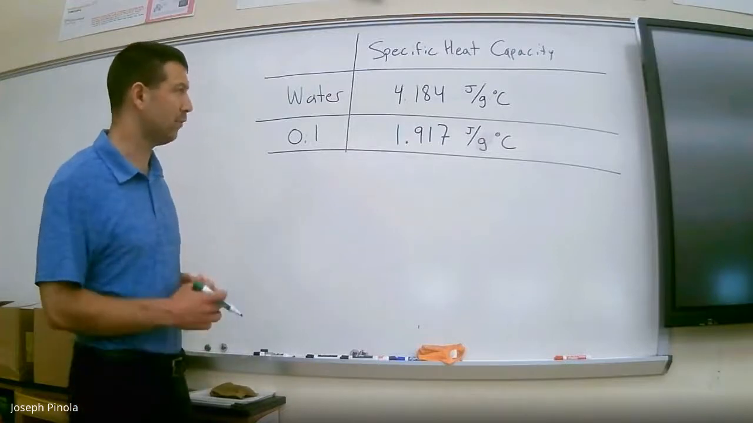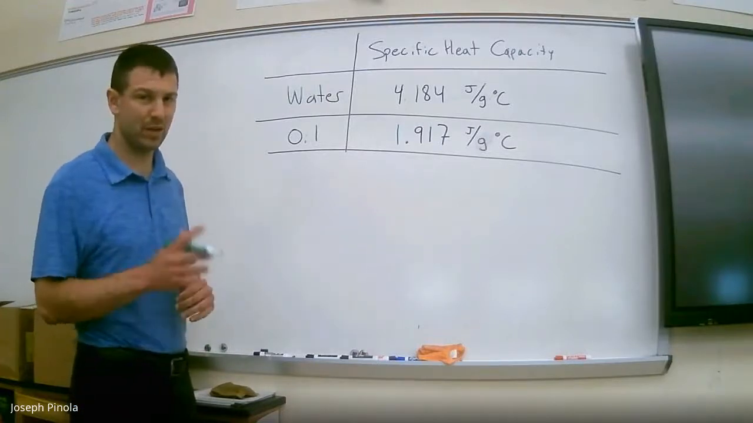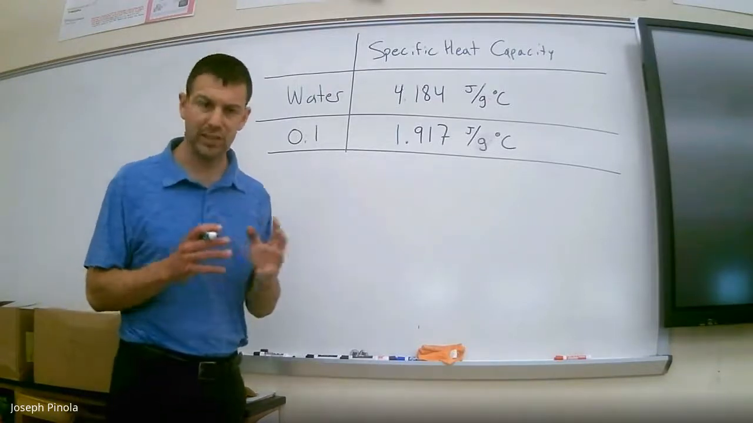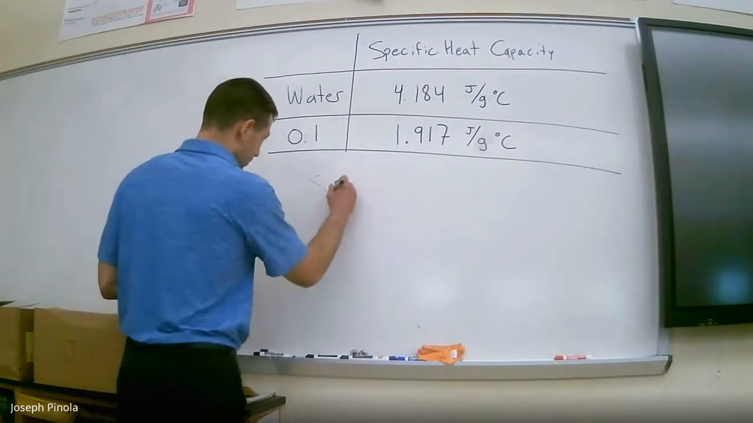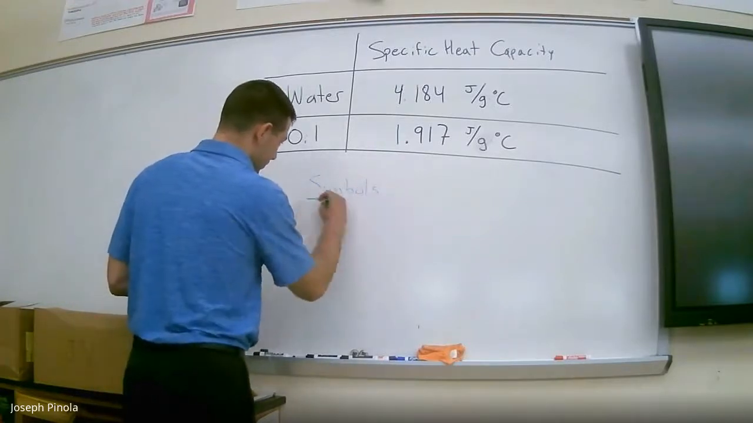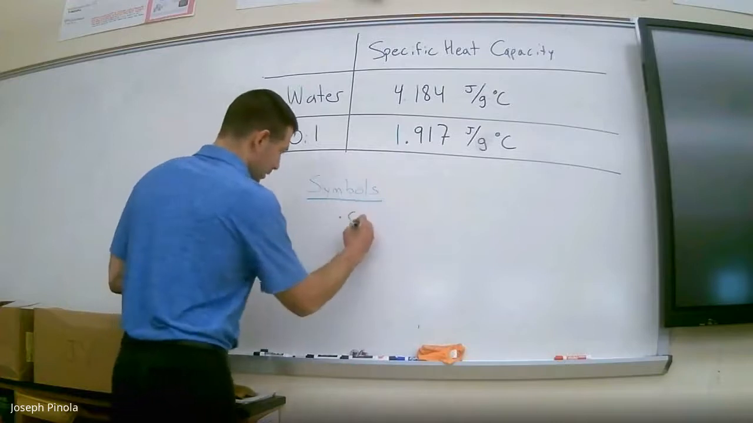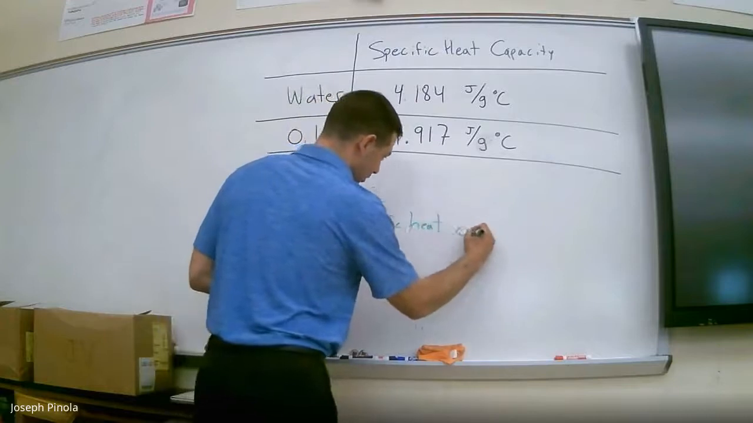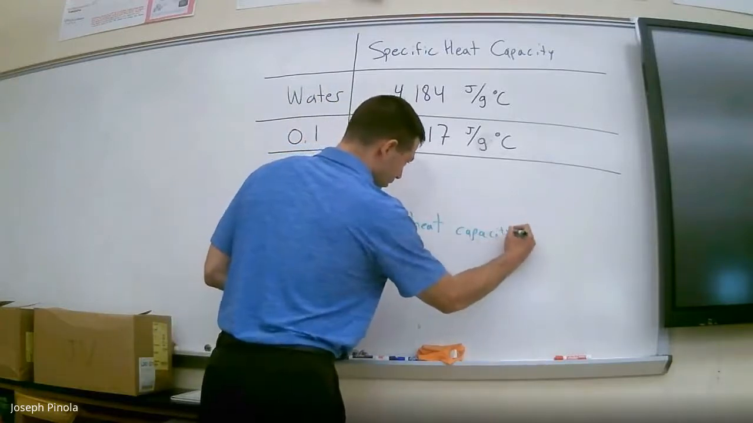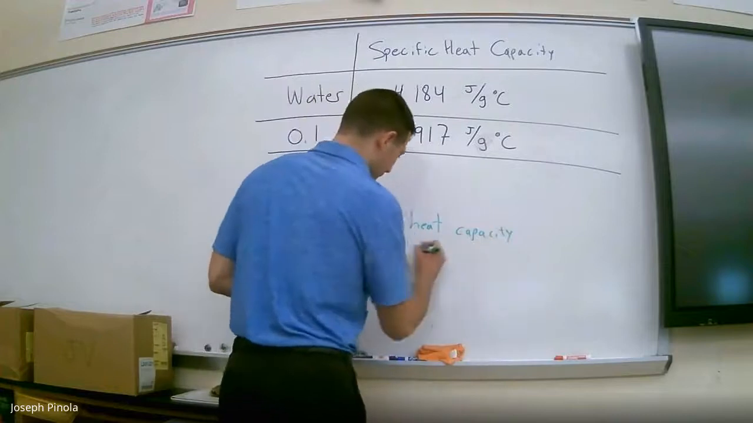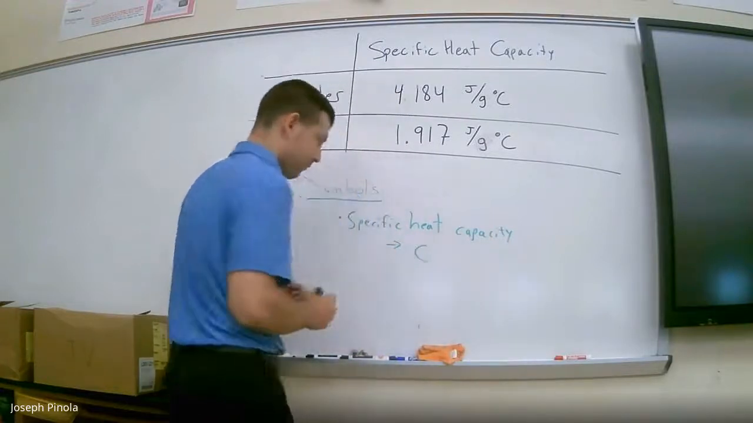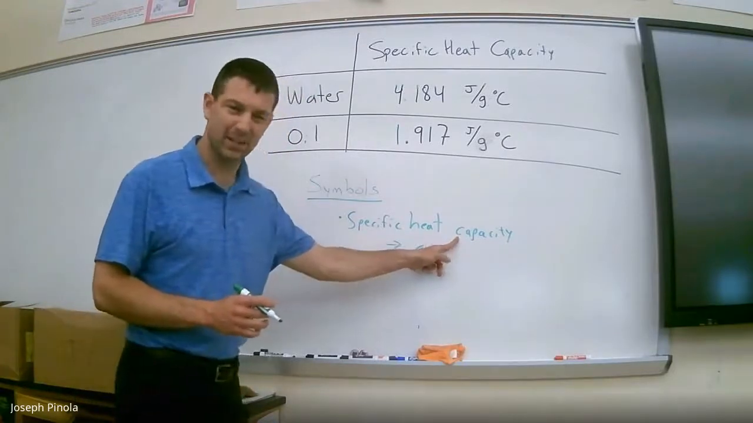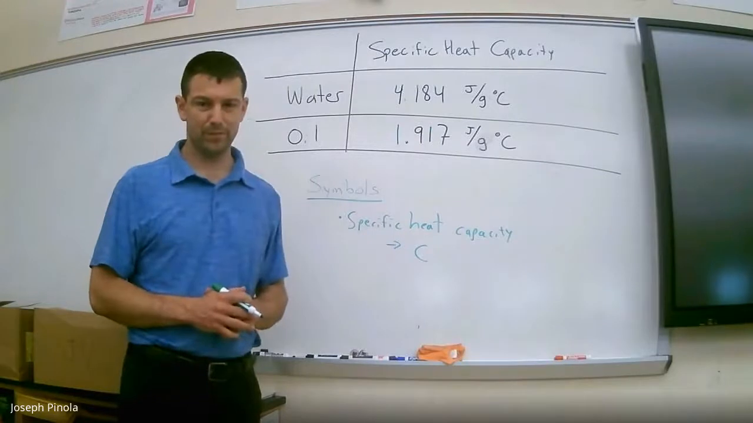But what can we learn from specific heat capacity? Well, you might remember that specific heat capacity had a symbol that we can use to represent it in an equation. Specific heat capacity was represented by the symbol c, a lowercase c. You can think about the word capacity as being responsible for that symbol.